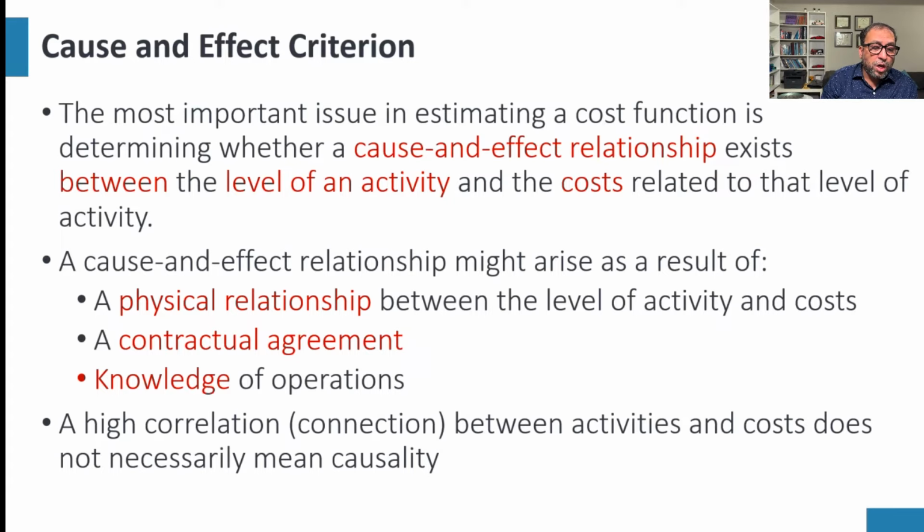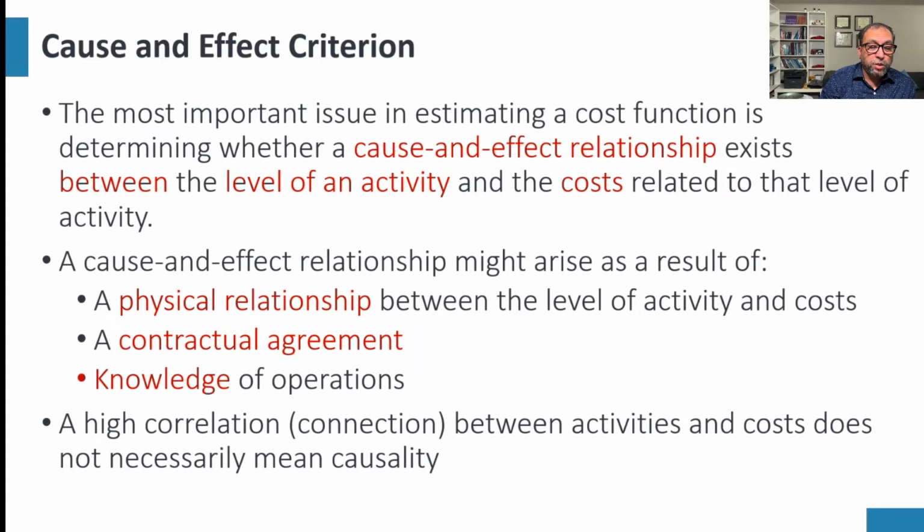the cost, or a contractual agreement, like if we are doing some written agreement, okay, for this per unit we're going to pay you this much amount, so that is considered to be, again, a cause and effect relationship. And the knowledge of operation: sometimes because of expertise or knowledge, they estimate or calculate that this much cost is allocated to this particular object, and they know that there is a cause and effect relationship.